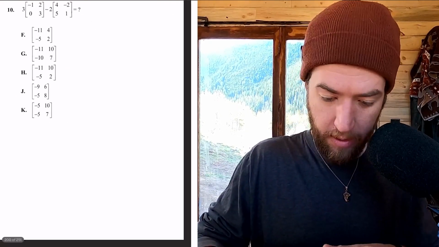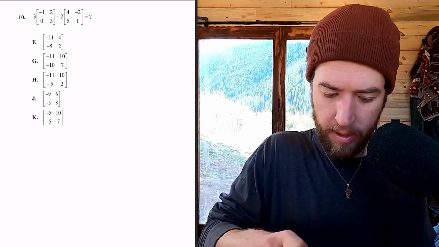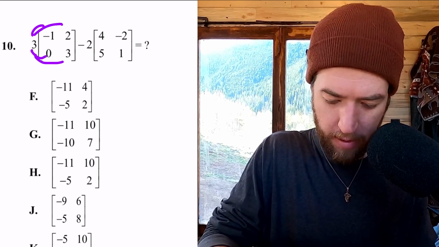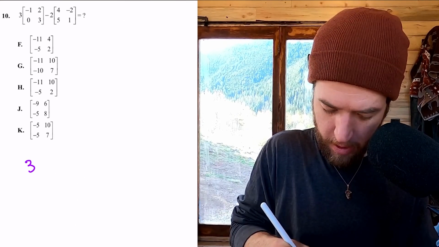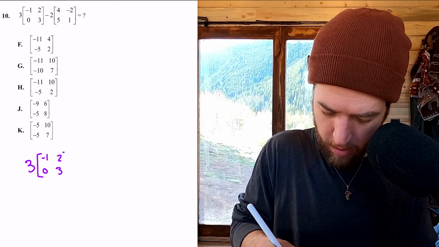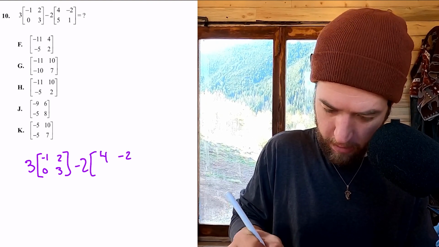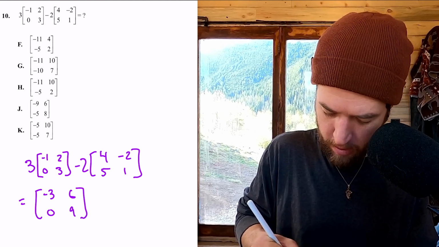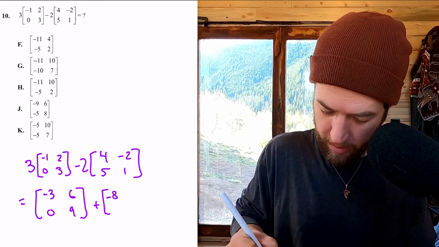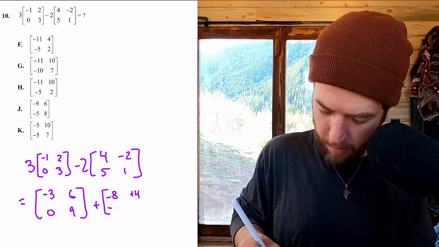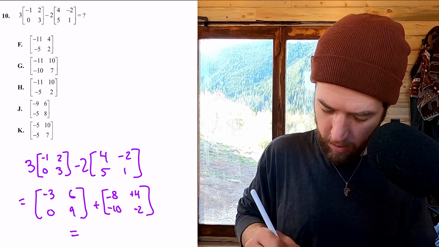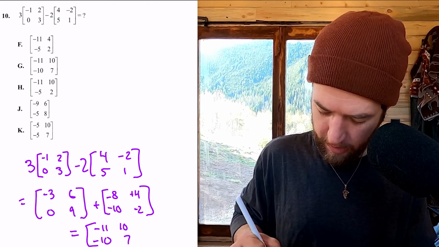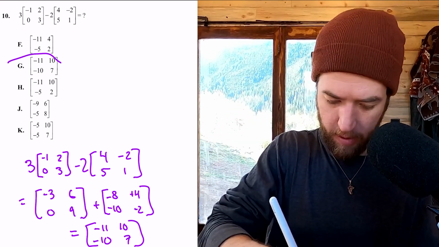Okay, a little matrix math here. So they want us to evaluate this. This is great. These ones are actually not so bad. You just apply the 3, like distribute to everything in here. Same with the 2. And then subtract, match your patterns. Should be good to go. So we've got 3 times the matrix [negative 1, 2; 0, 3], minus 2 times the matrix [4, negative 2; 5, 1]. That's going to be equal to negative 3, 6, 0, and 9 minus... Actually, let's add. We're going to go negative 8. So we'll bring the negative inside. Plus 4, minus 10, and minus 2. So all in all, you add those together, we get negative 11, 10, negative 10, and 7. Is that an answer? Negative 11, 10, negative 10, and 7. That looks like it's answer G. On to the next.